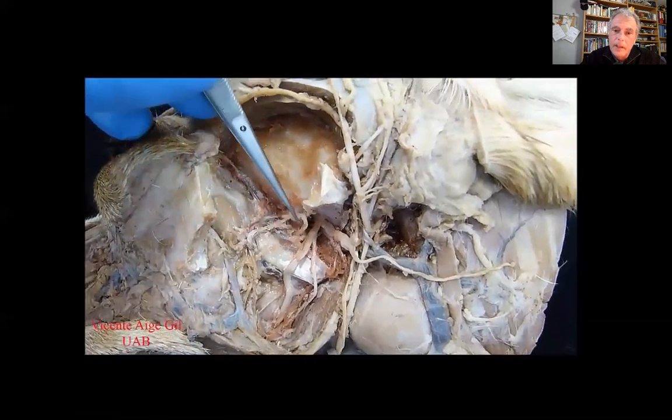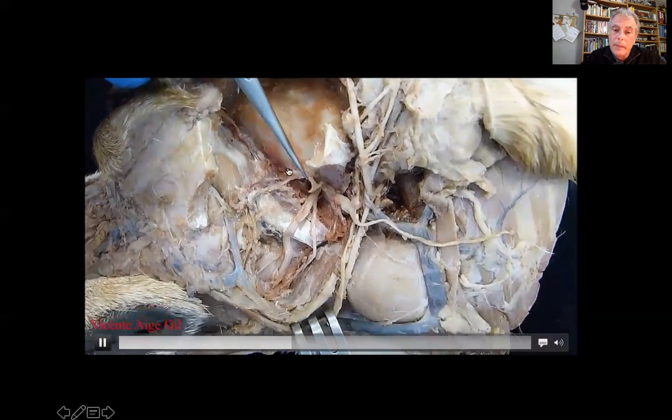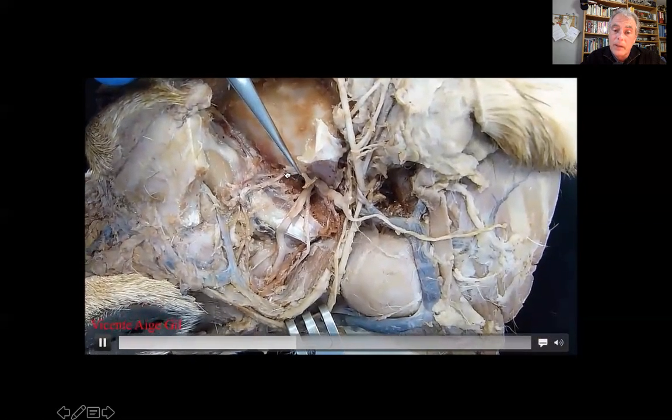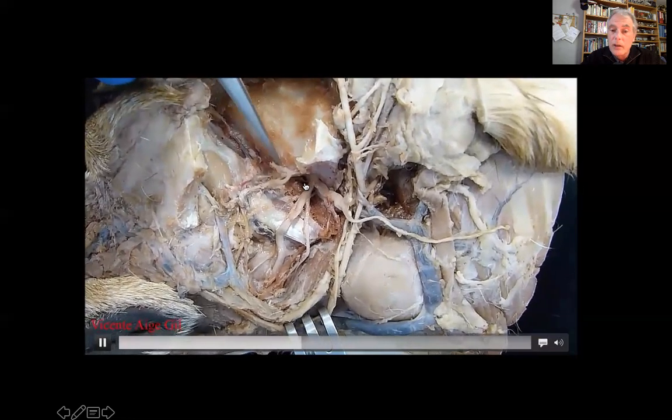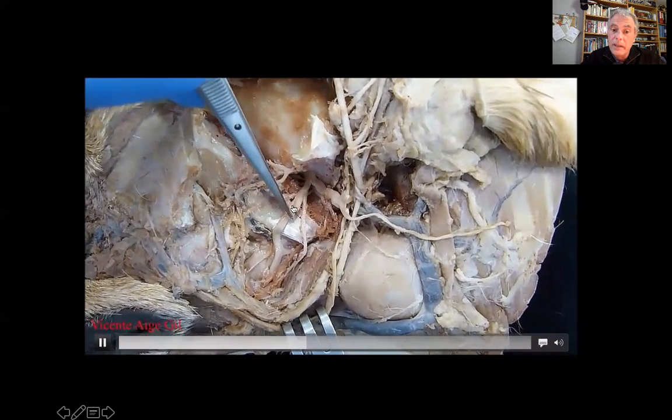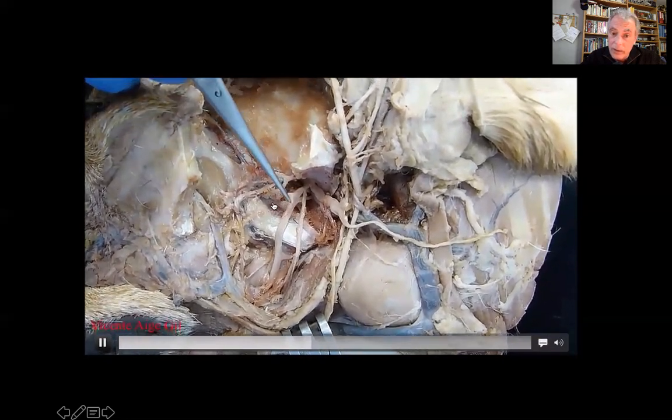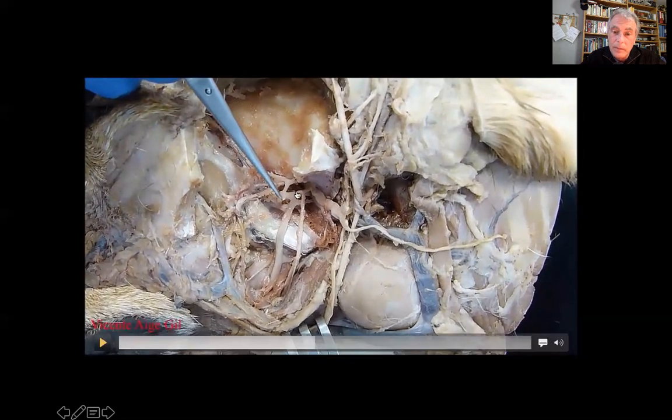Then we have a masticatory nerve formed by the masseteric and temporal nerves. Sensory and motor. This is the inferior alveolar, just sensory. And when we make this movement with the forceps, we see the mylohyoid nerve, the lingual nerve, and here the chorda tympani, that is facial, efferent and afferent fibers. Visceral.